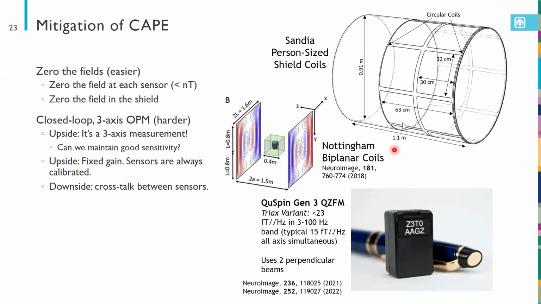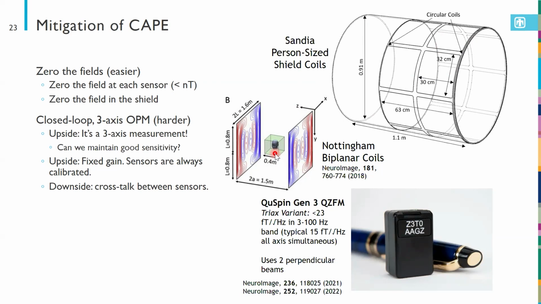One of the techniques that's been used is to just create coil systems that go around where you're making the sensitive measurement, and you use these coil systems to cancel the magnetic field. So this is a coil system we implemented in our person-sized shield. These are the biplanar coils that were first implemented in Nottingham. And then another way to do this is to make a closed-loop 3-axis sensor. It's substantially harder, but these are starting to be developed now.